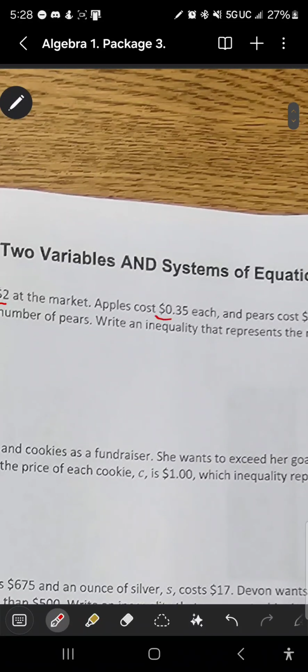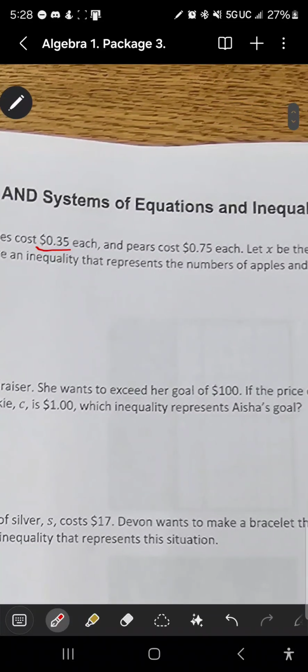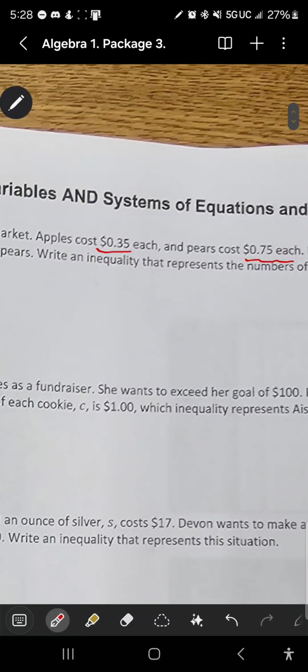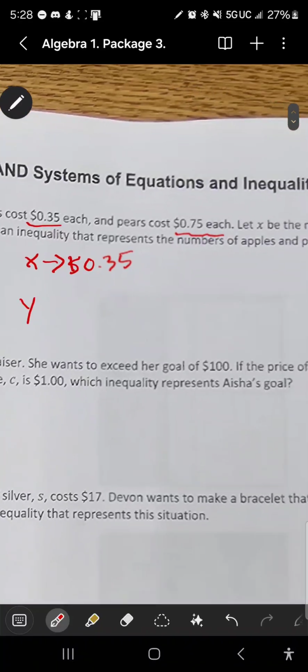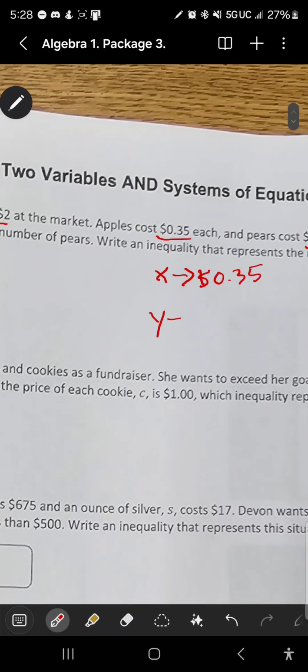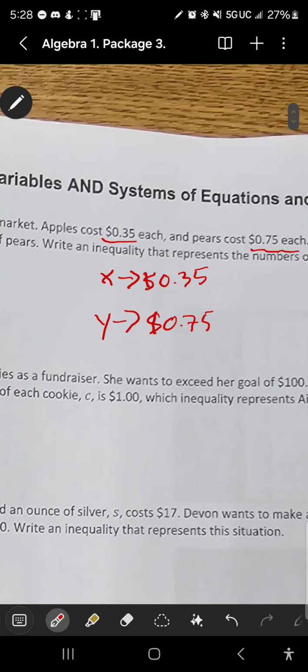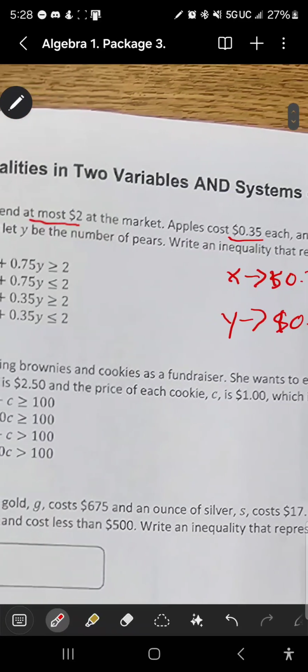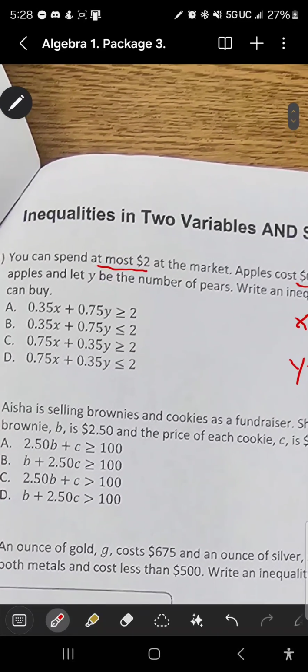Apples cost 0.35 each and pears cost 0.75 each. Let X be the number of apples, so X goes with 0.35, and Y be the number of pears, so Y goes with 0.75. Write an inequality that represents the number of apples and pears you can buy.